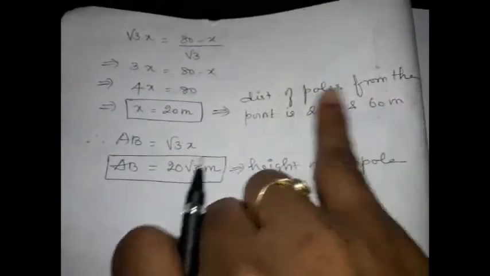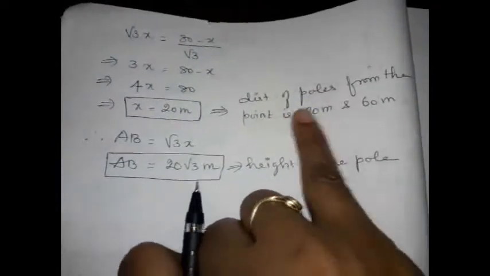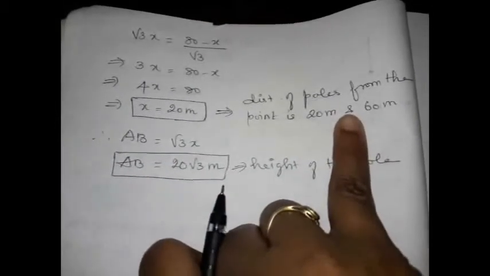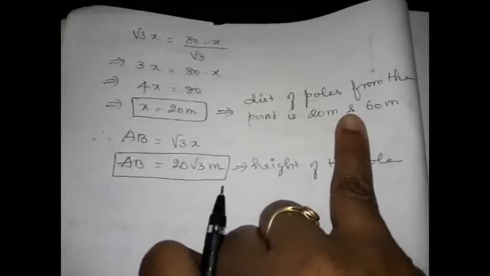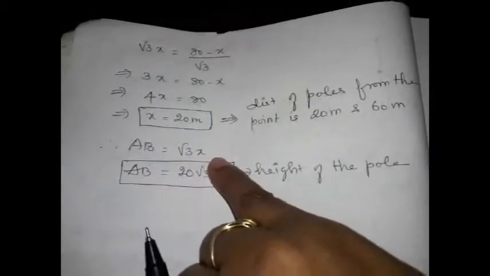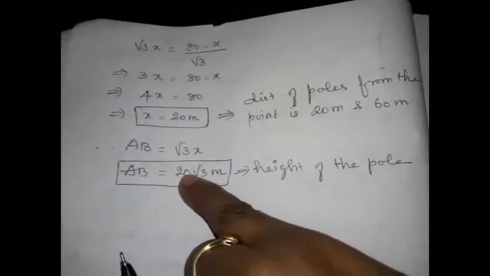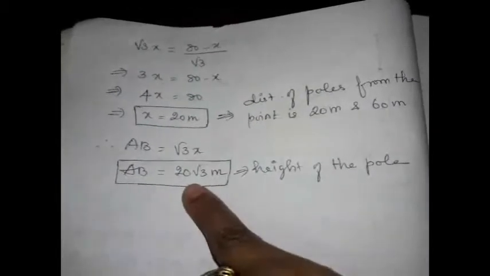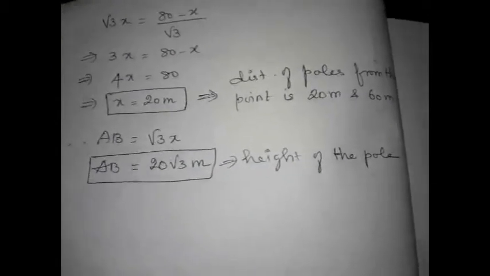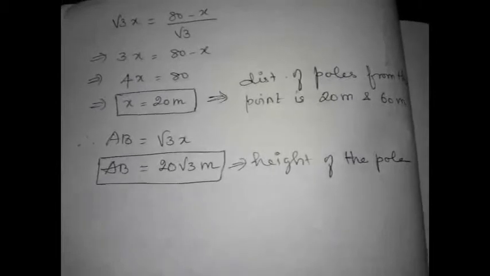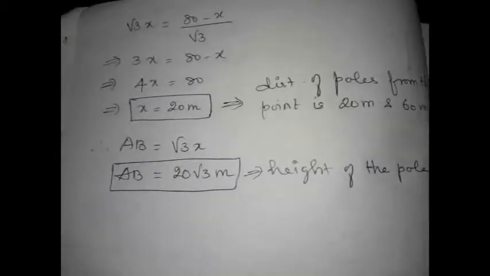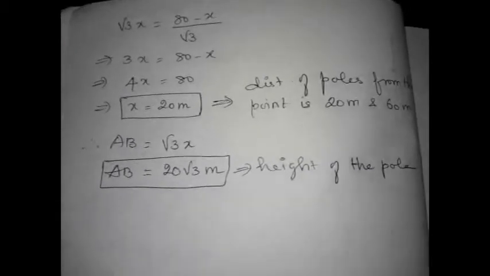So the distance of the poles from the point is 20 meter and the other one is 60. How? 80 minus 20, which is 60 meter. Right? And we need to find the height of the pole as well. Height of the pole is root 3x. So root 3 into the x value, which is 20. Therefore 20 root 3 is the height of the pole. Hope you understood. As I told you, it all depends on how you depict it diagrammatically. Once it's done, everything is done.